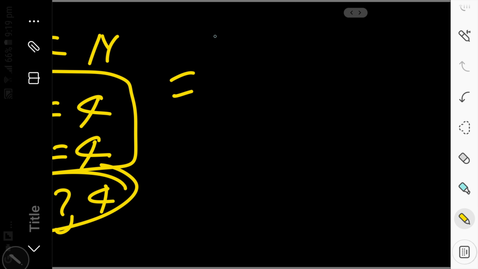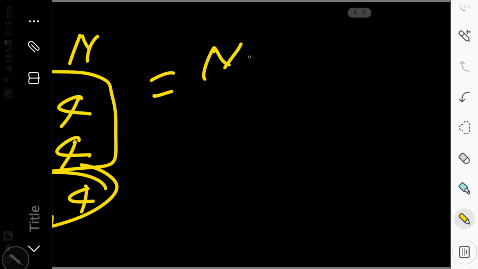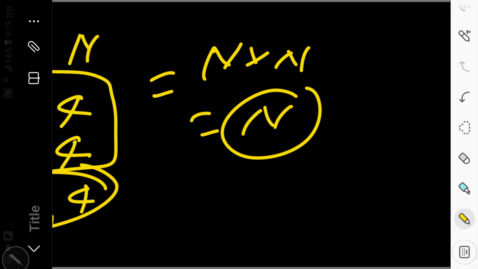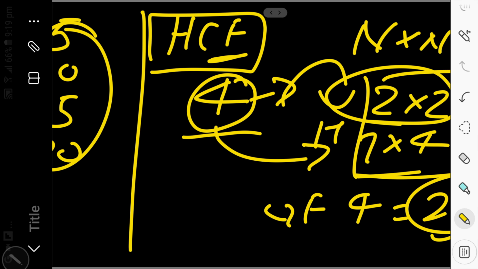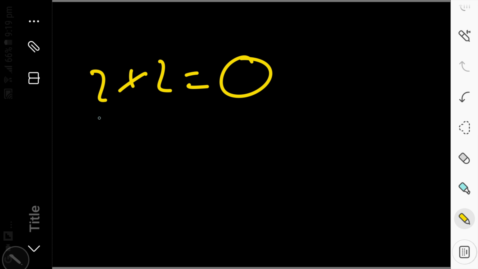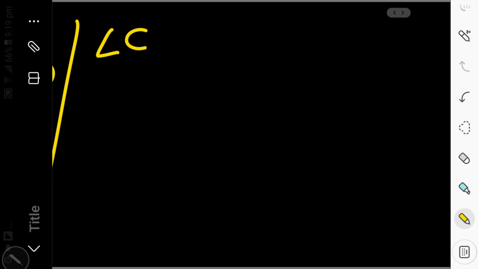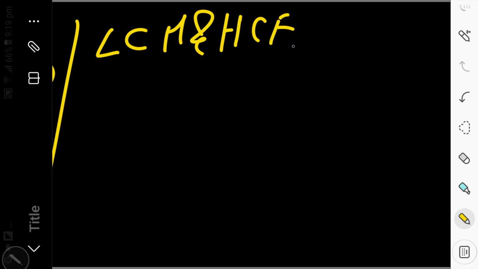Factor means which numbers can be multiplied together to give you the number you are searching for. I hope you understand this, the difference between multiple and factor. Multiple is the product and factor is what gives the product. Now let's go to finding LCM and HCF. First of all, this LCM and this HCF.